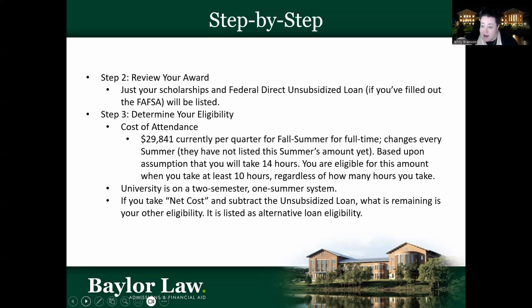That will be listed unless you've already applied for a Grad Plus. So to figure out what you're eligible for, typically it's going to be $29,841 a quarter for fall through summer for full time. It does change every summer. They just listed this summer's amount. So when I created this PowerPoint, they had not yet listed this summer amount.